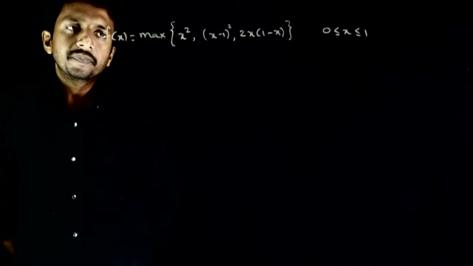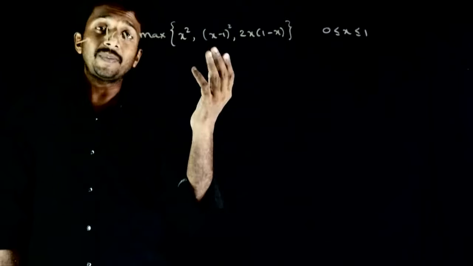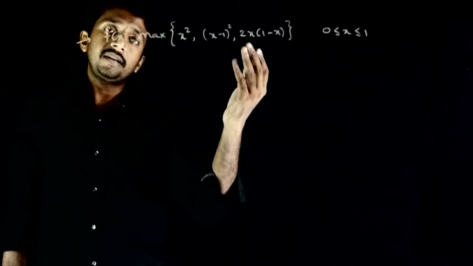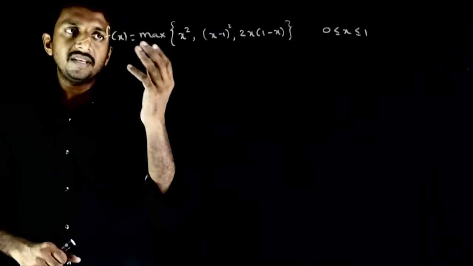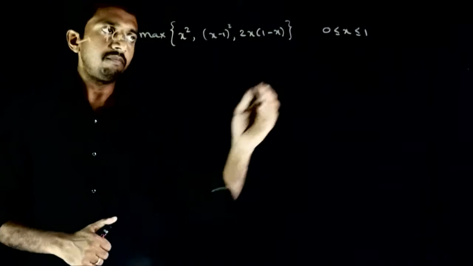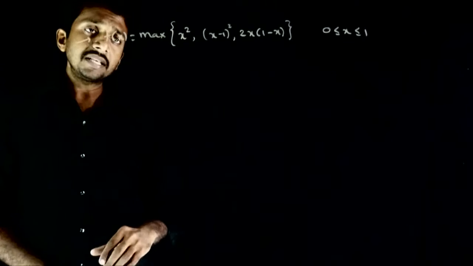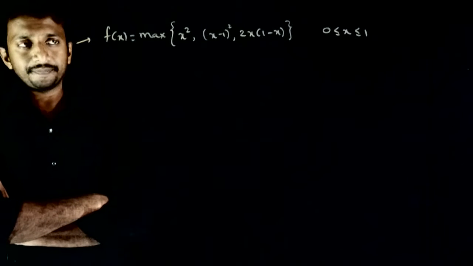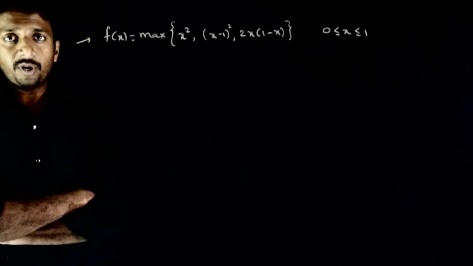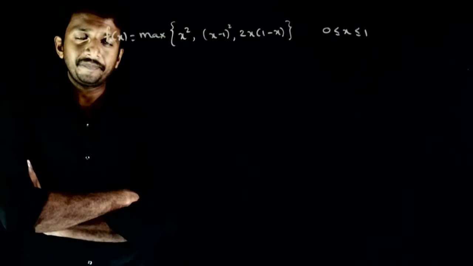वेलकम स्टूडेंट्स। इस क्वेश्चन में दिया है f(x) is maximum of x², (x−1)², and 2x(1−x). So f(x) is the maximum of these functions and f(x) is defined between 0 and 1, and you're asked to find at how many points this function is not differentiable. एक पॉइंट पे डिफरेंशिएबल नहीं है, डिफरेंशिएबल एवरीवेयर है, 2 points और 3 points.